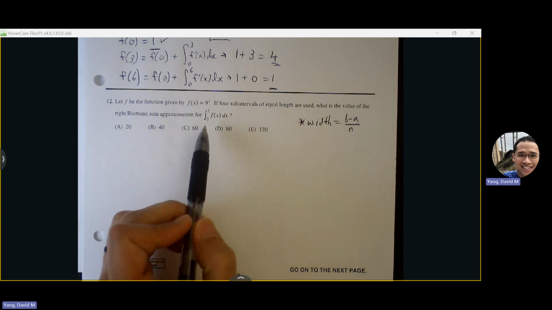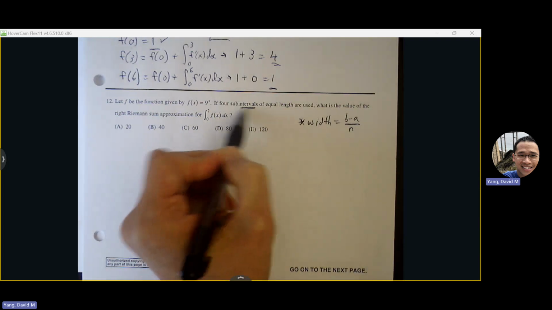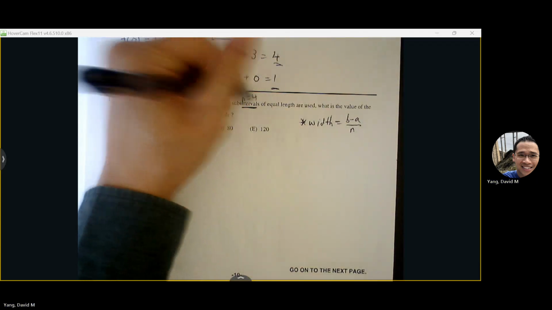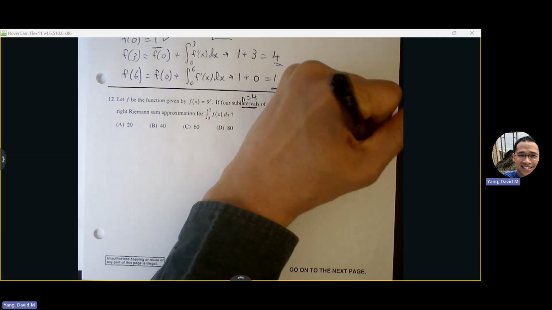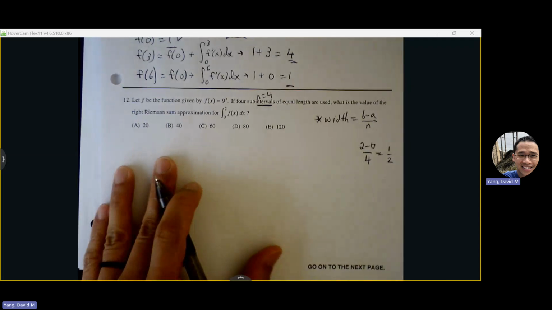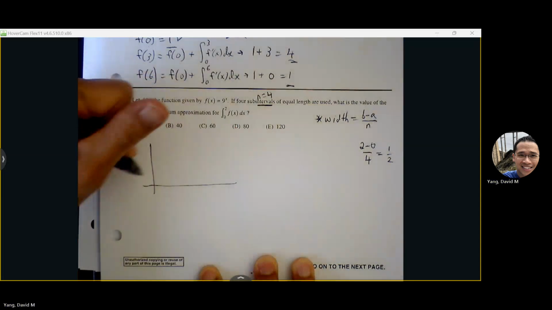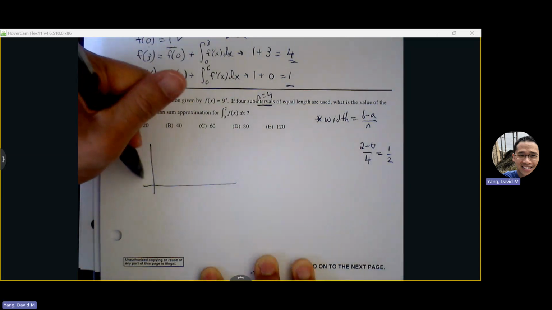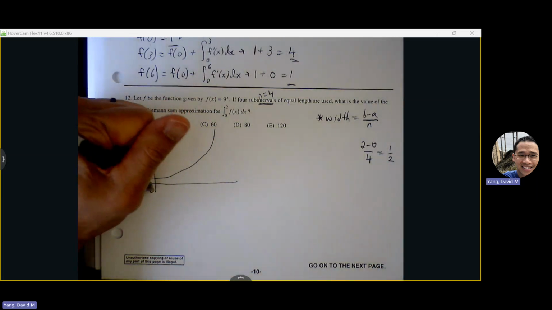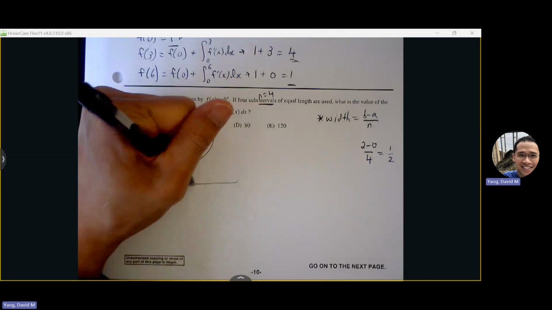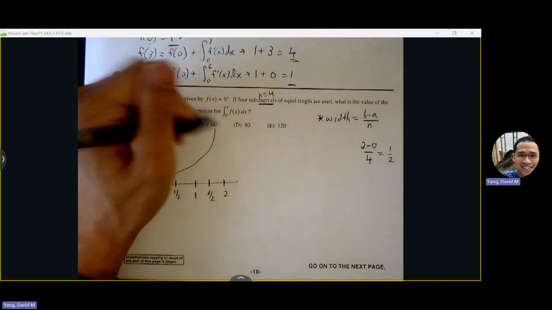So our a and b values are 0 and 2, and then we want 4 subintervals, so our n value is 4. So 2 minus 0 over 4 is equal to 1/2. So we want our interval to be by 1/2. So here's my graph. 9 to the x is an exponential function, so it looks something like this. So we're going to keep incrementing by 1/2. So 0 to 1/2 to 1 to 3/2 to 2.